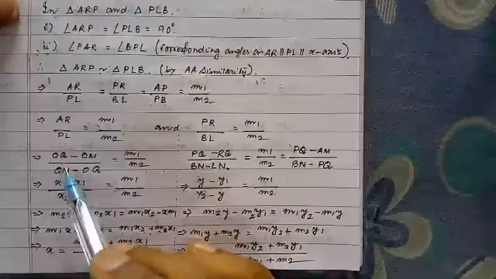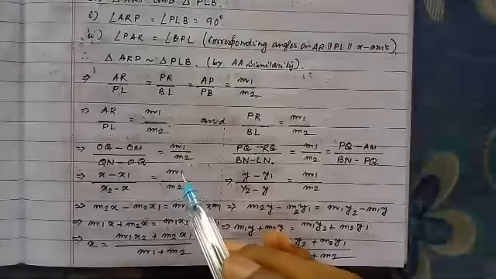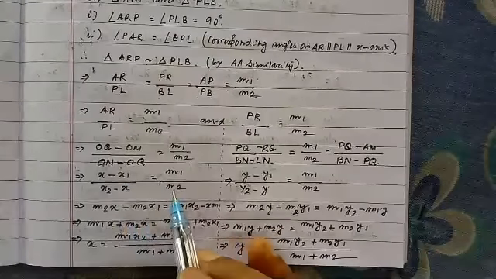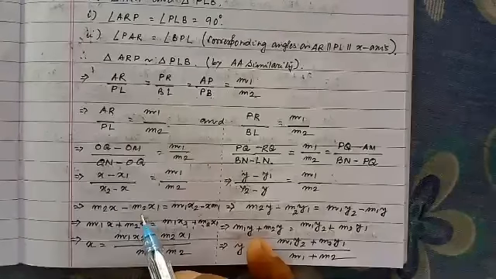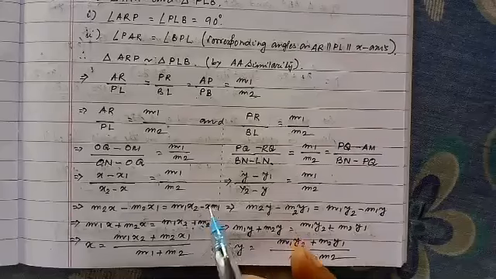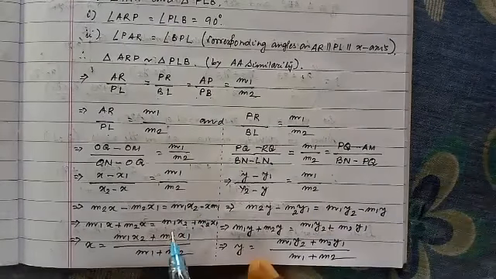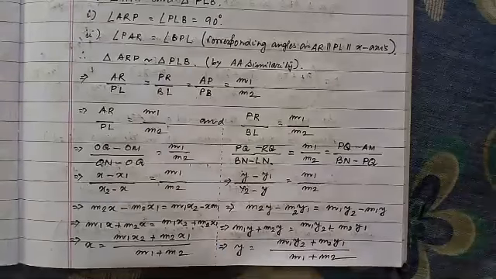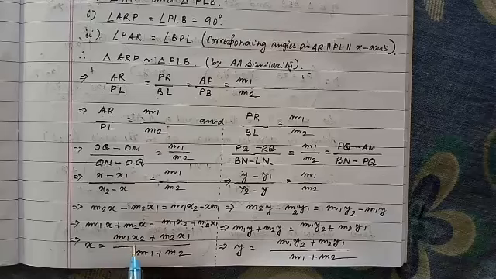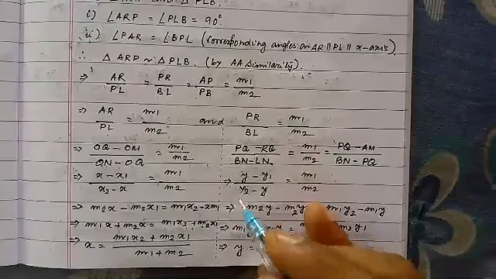Now OQ is equal to x. So (x minus x1) by (x2 minus x) is equal to m1 by m2. Cross multiplication, we get m2x minus m2x1 is equal to m1x2 minus m1x. Now which gives m1x plus m2x is equal to m1x2 plus m2x1. This x is common, so x is equal to (m1x2 plus m2x1) by (m1 plus m2).